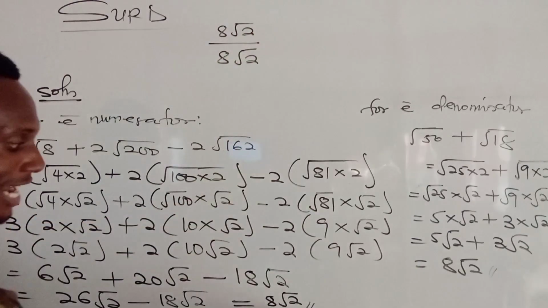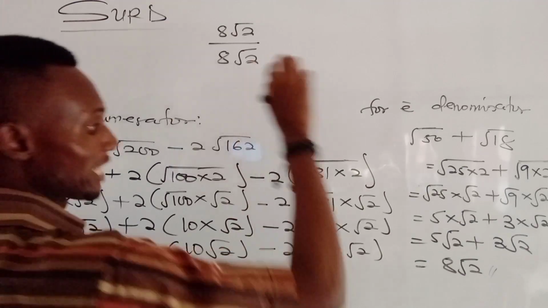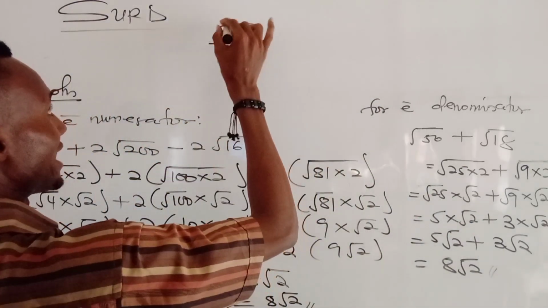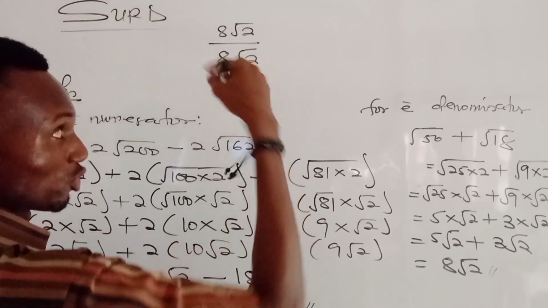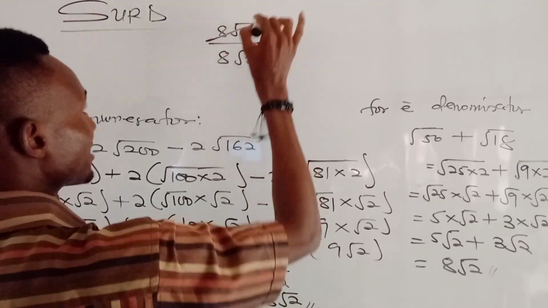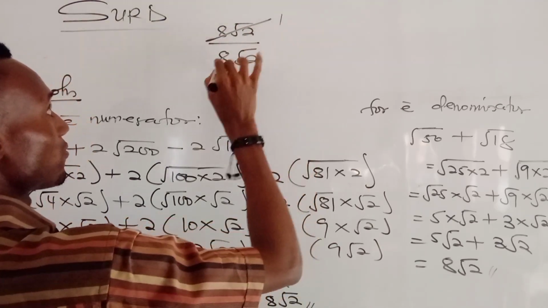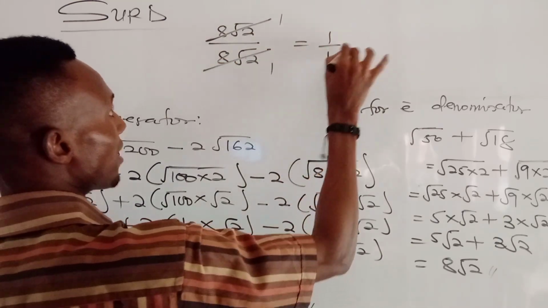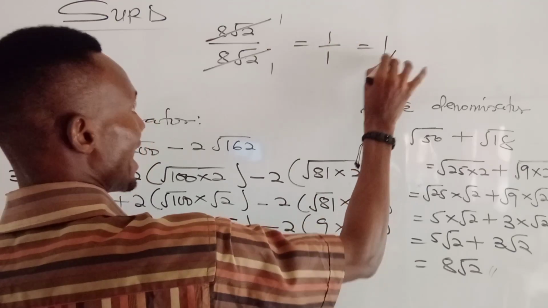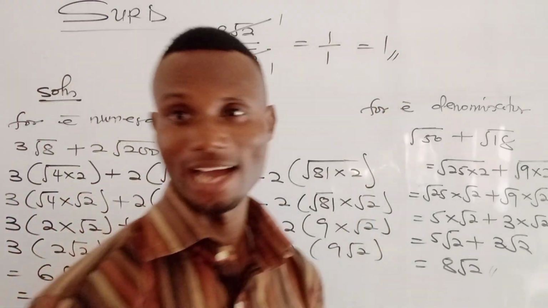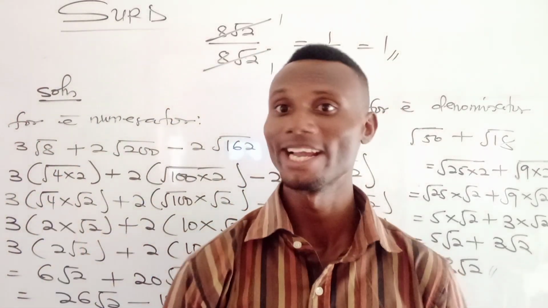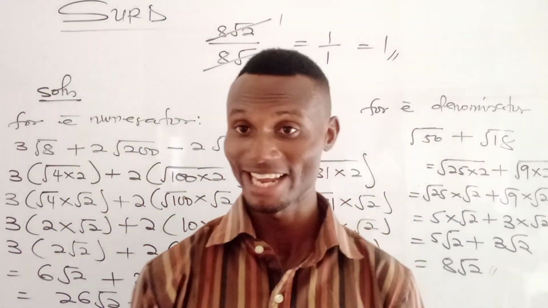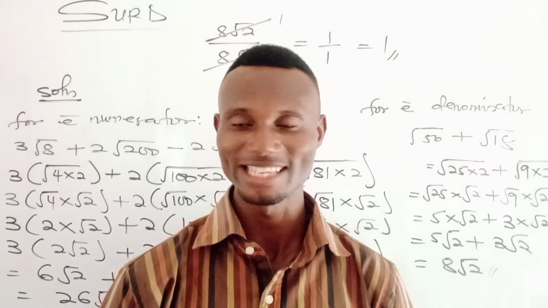So the numerator we had 8 root 2 and the denominator we had 8 root 2, so now we join them together. We know that this 8 root 2 and this 8 root 2, they are the same, so they will cancel away. This one cancels off 1 and it will cancel this one also 1, so we are going to have 1 over 1, which is equal to 1, and this is our final answer for simplifying the question that we had on the board. I hope the explanation was clear enough and you understood it as well.